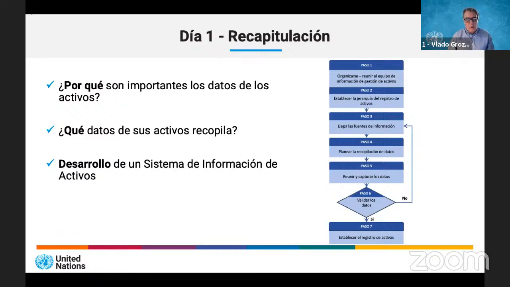So I would like to know which of the steps in setting up asset management information has enhanced your knowledge from the presentation yesterday. So maybe Fernando can start pulling out.